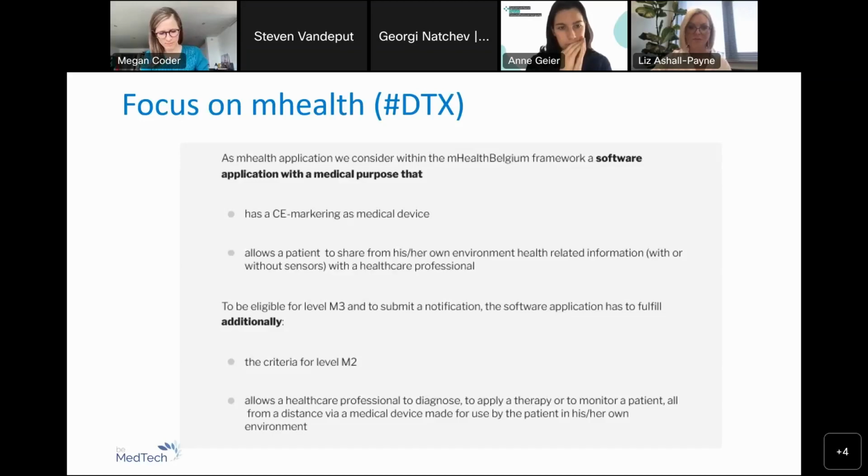To be eligible also for reimbursement for level 3, it shouldn't be only one directional from the patient toward a healthcare professional. It should be bi-directional, so that the healthcare professional can also use, often via a cloud platform, the system or the tool, the software, to do diagnosis, apply therapy, or do monitoring.